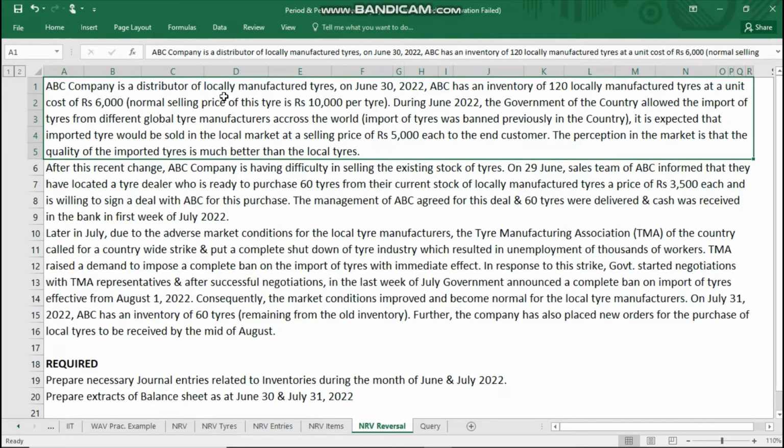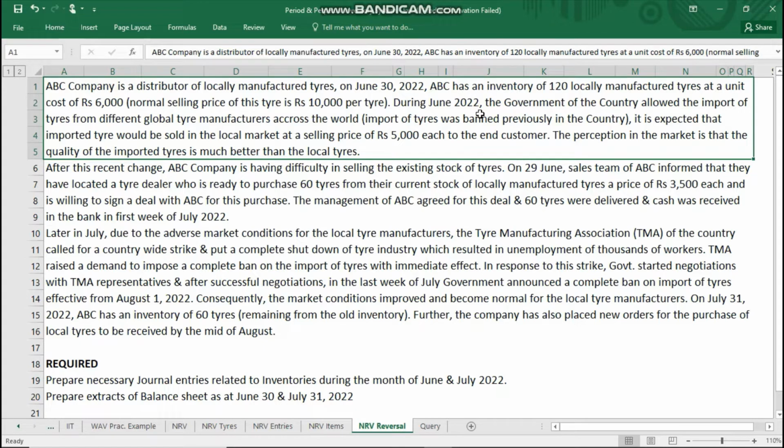ABC Company is a distributor of locally manufactured tires. On June 30, 2022, ABC has an inventory of 120 locally manufactured tires at a unit cost of rupees 6,000. Normal selling price of this tire is rupees 10,000 per tire.